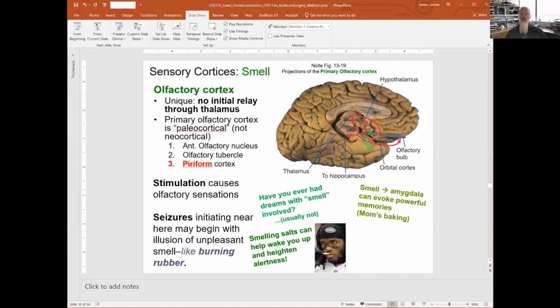So you have those powerful memories, mom's baking, and it can wake you up, heightened alertness. And you can have some really strong associations with memory, like you can smell cookies and think, whoa, that takes me back to when I was a 7-year-old in my mom's kitchen smelling those chocolate chip cookies. It has this direct pathway into the cortex, which is thought to convey some of these behaviors for us.